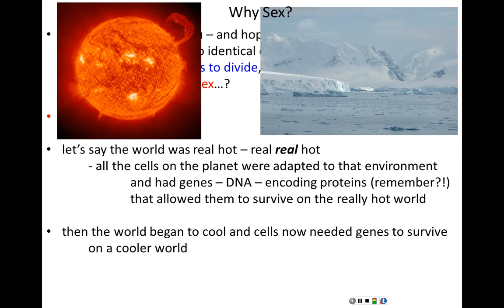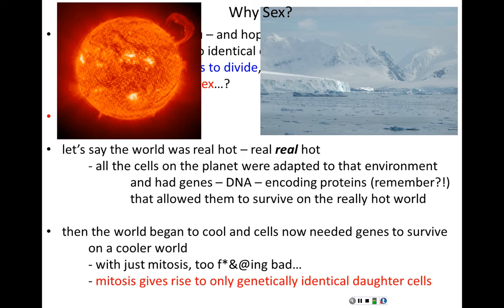That world begins to cool, and it cools down pretty quick. And now the cells that exist on that planet, to survive, need to have genetic information to build proteins that will allow survival on a cooler world. With just mitosis, with just asexual reproduction, with one individual becoming two identical individuals, too bad. Your genes don't cut it. You're not going to make it on that cool world, and your species will become extinct.